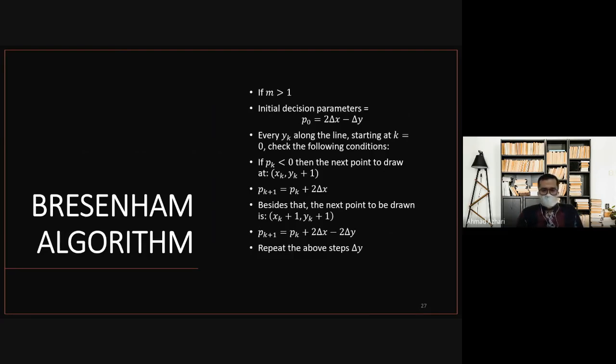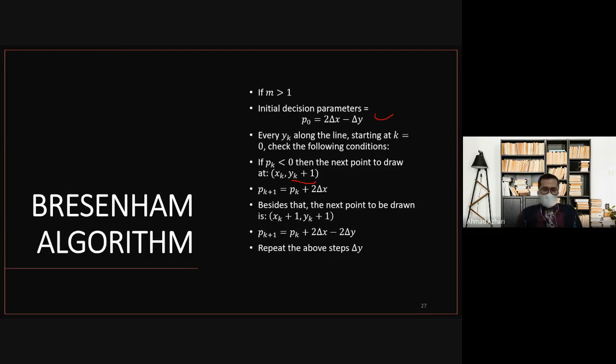If m is more than 1, you use these parameters only on the first parameter. For every y along the line starting at k0, check the following conditions. As you can see, if the current p, or the current parameter, is less than 0, you increase y by 1 and x stays as the previous.